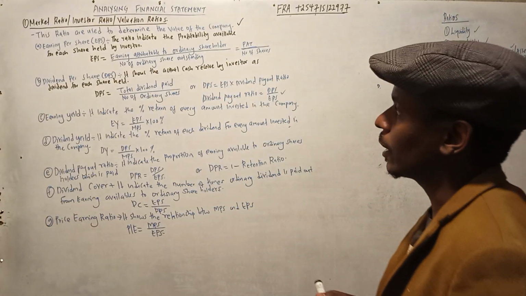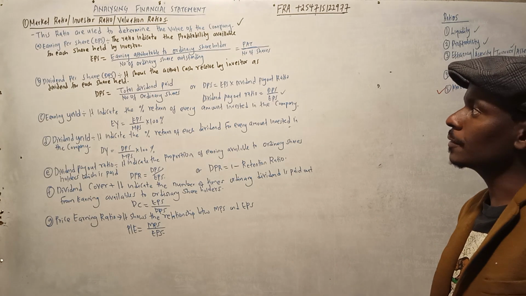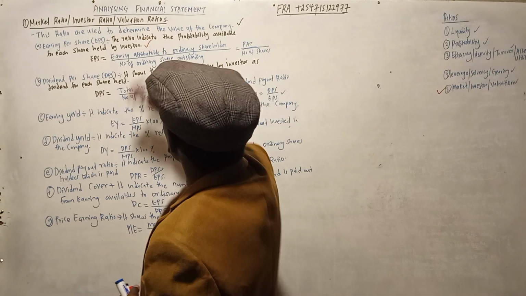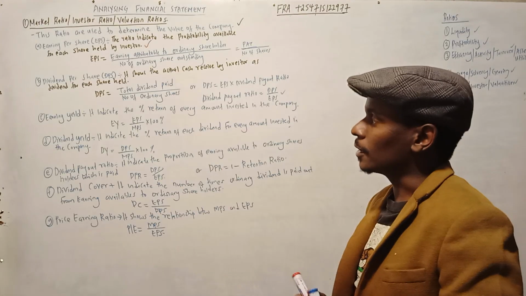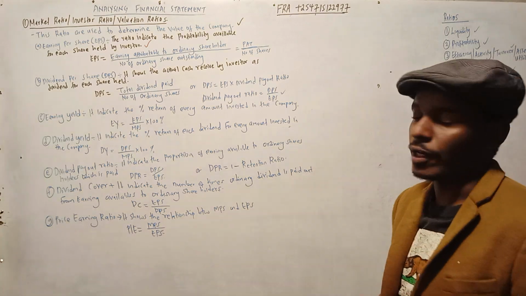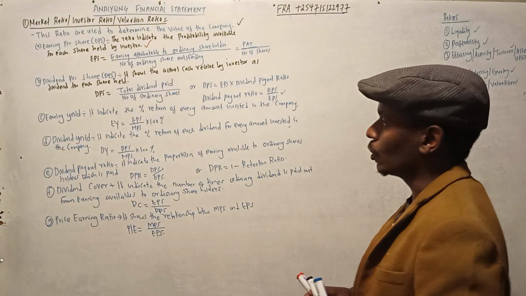One of the ratios is the earnings per share, EPS. EPS indicates the profitability available for each share that is held by an investor. So EPS is equal to profit after tax divided by the number of outstanding shares, fully issued and paid.